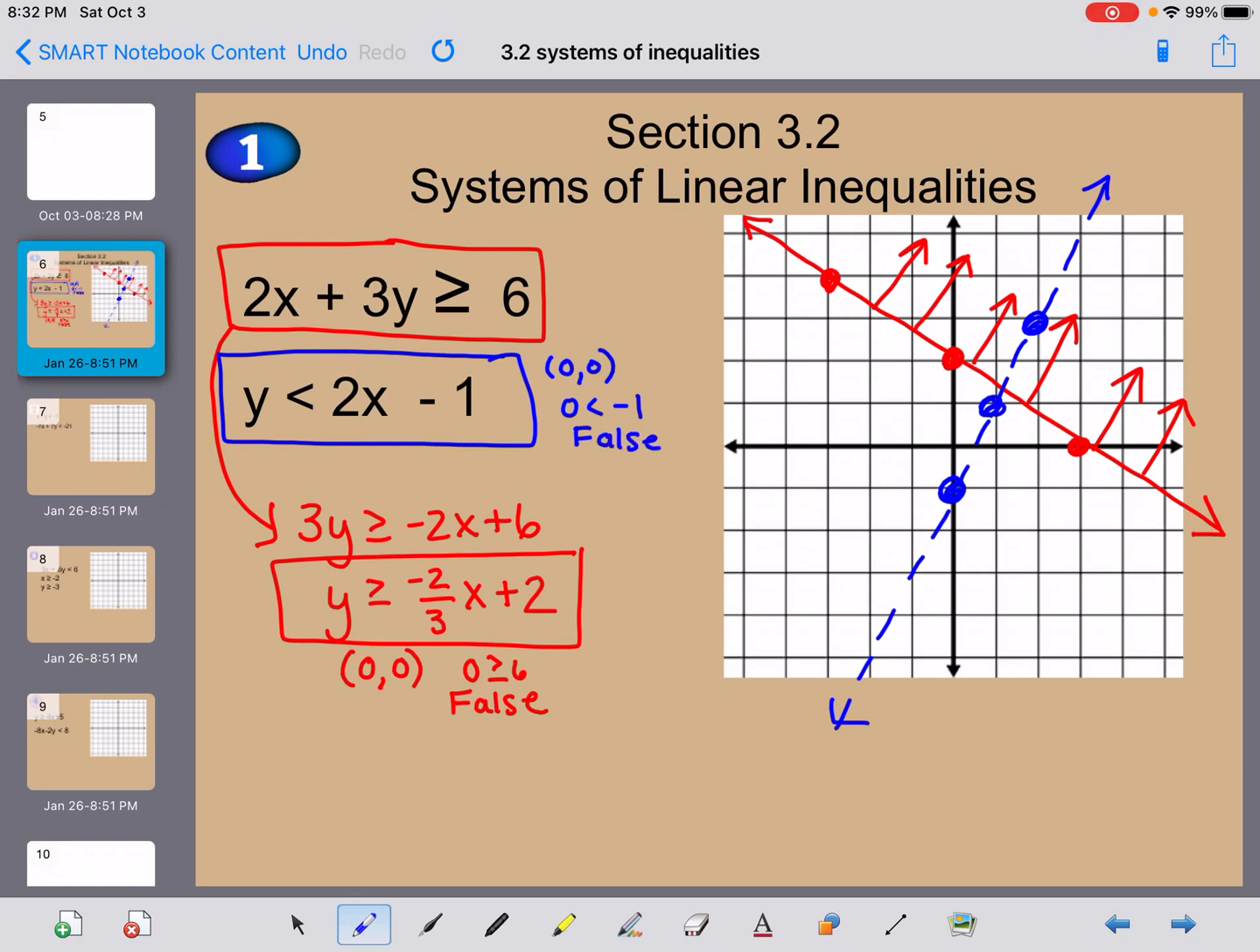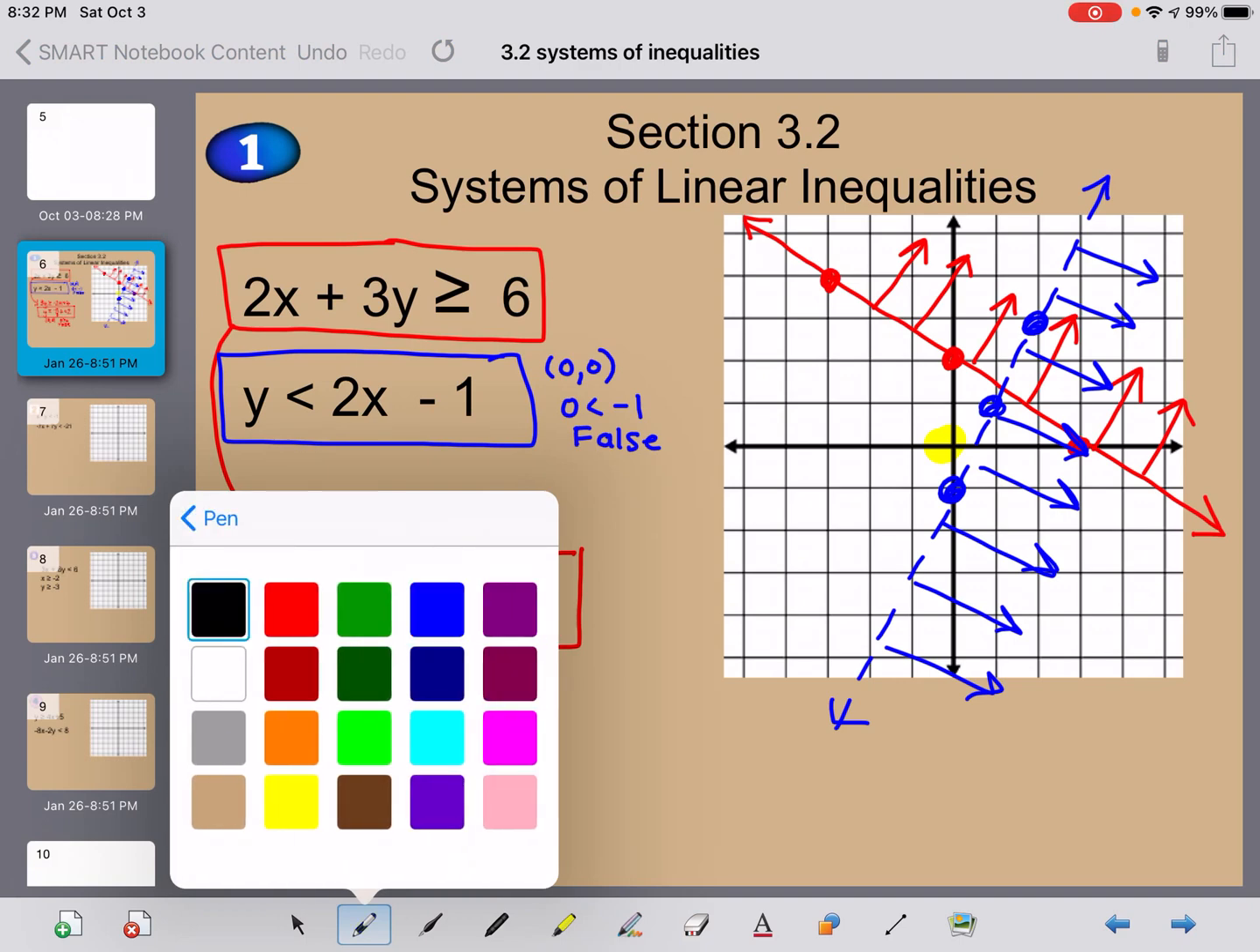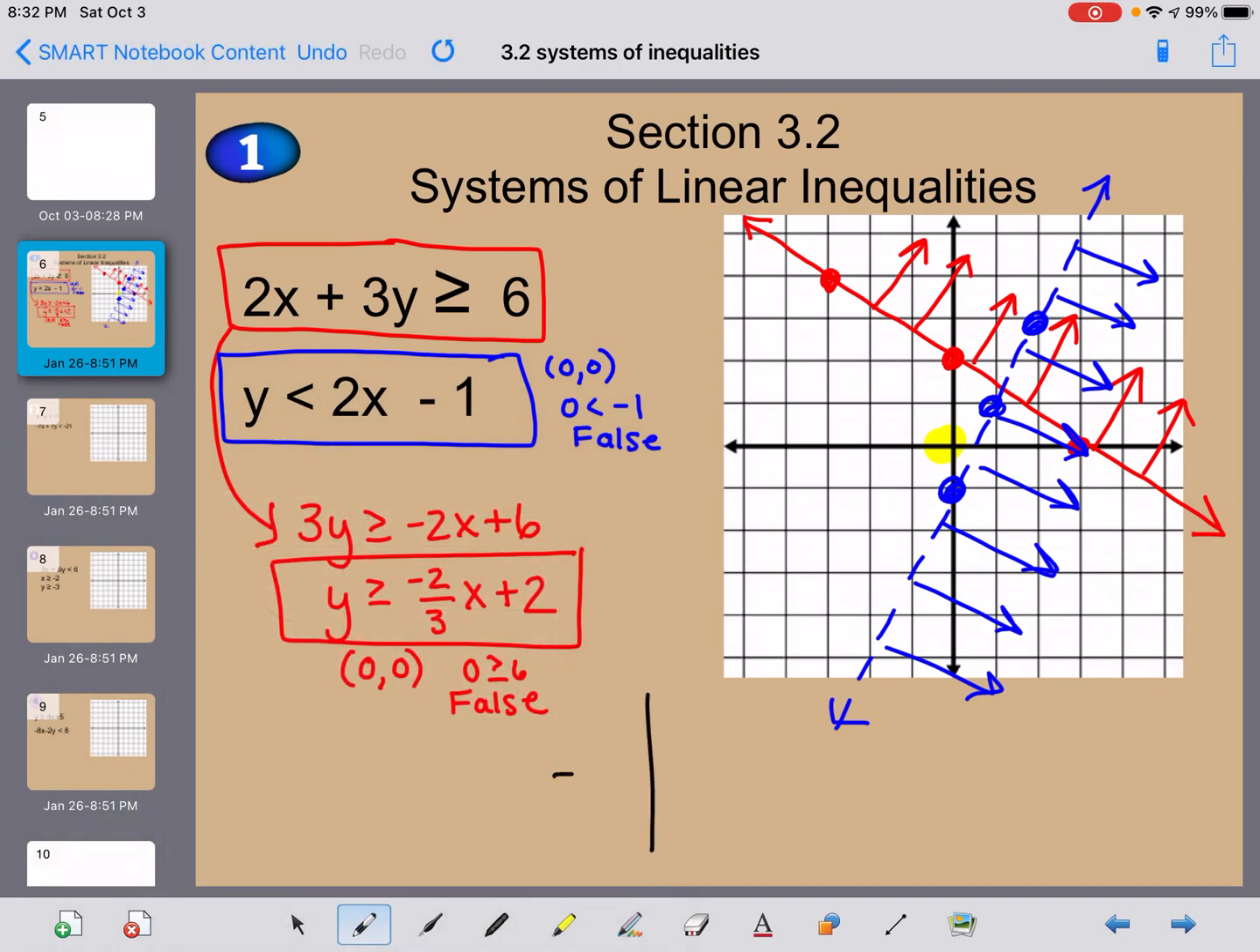So if 0, 0 is false for the blue line, then the left side of the blue line is the false side and the right side of the blue line is the true side. Now, our final answer is where the two shadings overlap. And so you have to look for the area where the two shadings overlap. Now, I'm going to just draw this graph again.